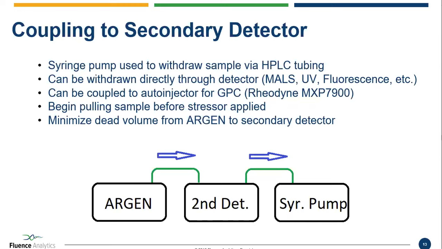Another thing you can do besides looking at just the secondary detector system is you can couple this directly to an auto injector for GPC. So instead of pulling directly from the sample cell during a run, you can just have this automatically going through an auto injector, which you can set up for periodic injections.